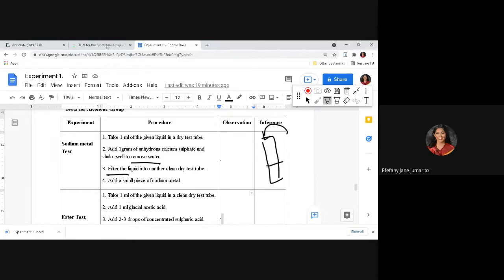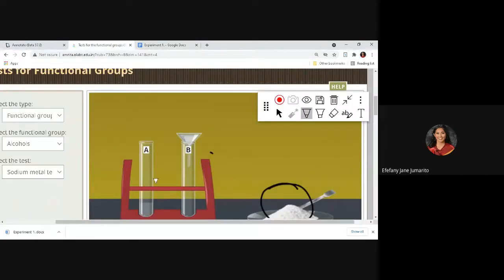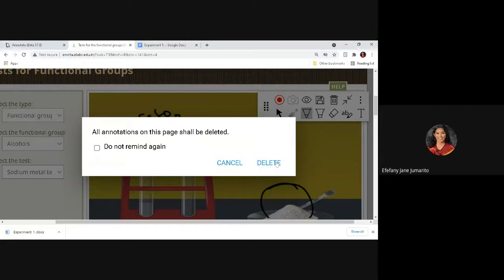Now, this is your test tube A. It contains 1 ml of your liquid with the calcium sulfate, and then we will filter it. Let's filter.